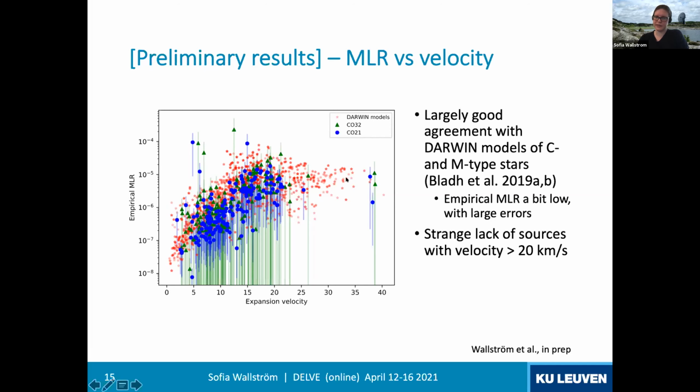There is, however, this strange lack of sources in this gap with velocities more than about 20 kilometers per second. And we will look into why that might be. I don't know if it's just the sources we've happened to observe so far, or if we just aren't finding sources in this gap.